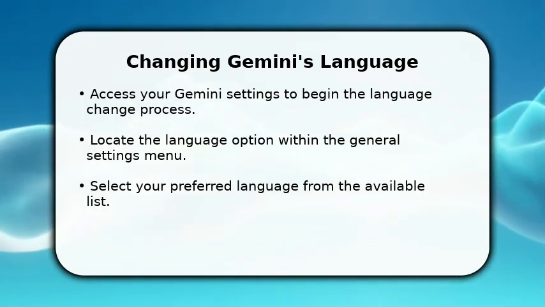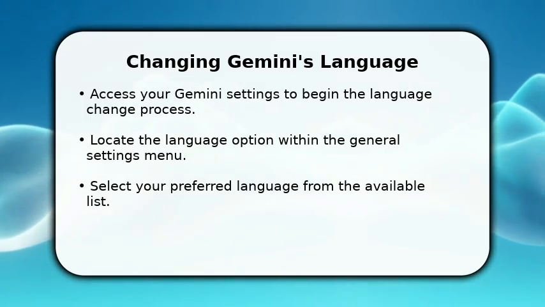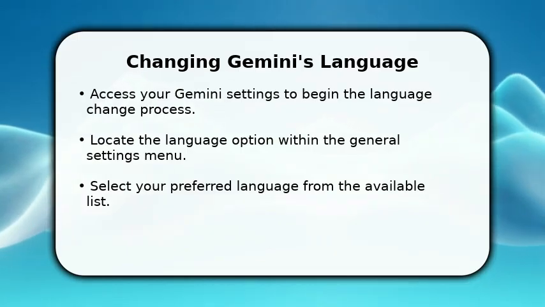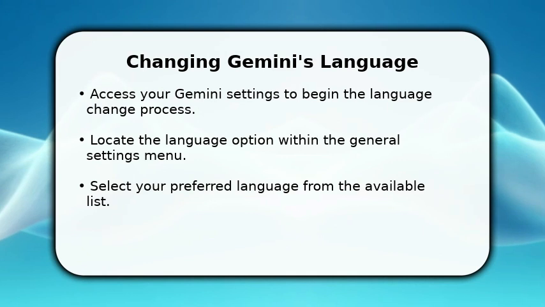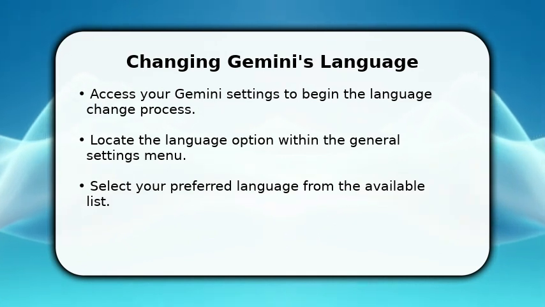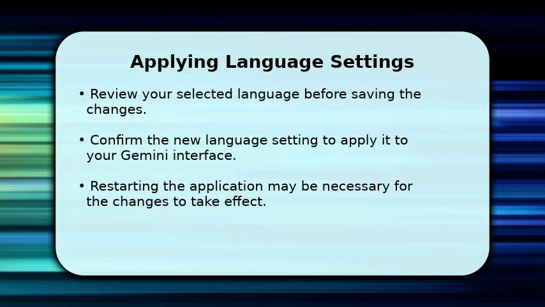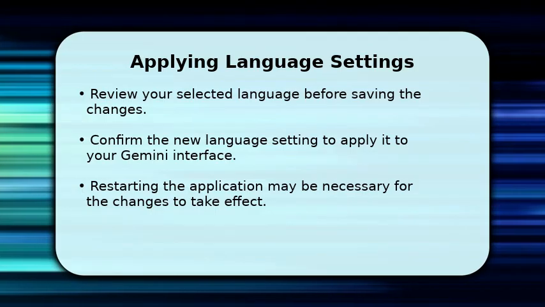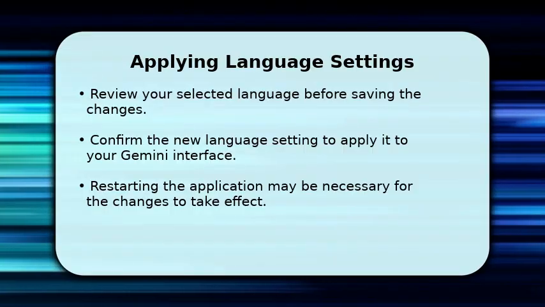Once inside, find the language option, which is typically under a general or account section. This is your first step towards a more personalized experience. After selecting your desired language from the drop-down menu, take a moment to review your choice. It is important to ensure you have picked the correct one. Once confirmed, click the Save or Apply button, which is usually located at the bottom of the settings page.